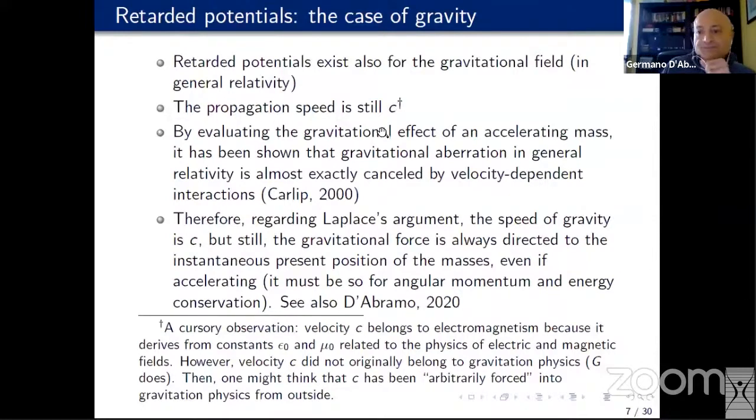Moreover, according to general relativity, although the speed of gravity cannot exceed the speed of light, the gravitational force is always directed towards the present instantaneous position of the masses of the bodies. Namely, there is no gravitational aberration, even if the masses accelerate. And this is due to some velocity-dependent terms in the potentials. All this seems to reconcile in the end the Eddington-Laplace paradox with a finite speed for the propagation of gravity.